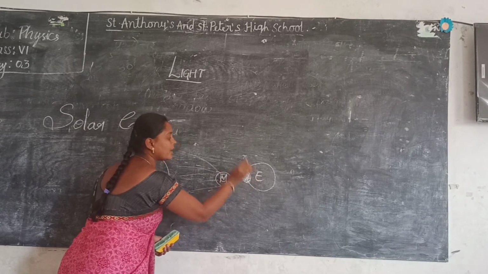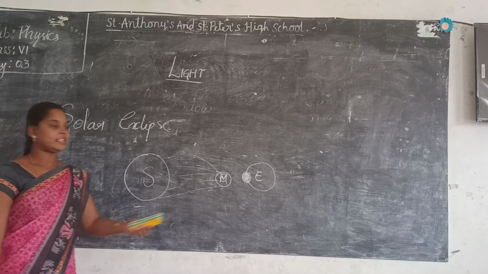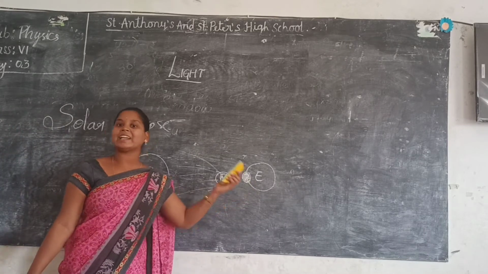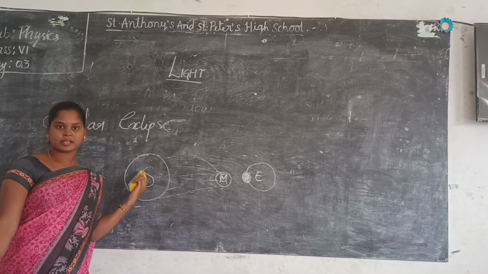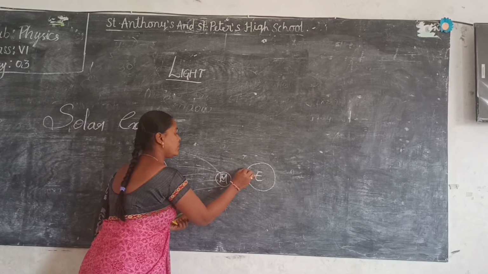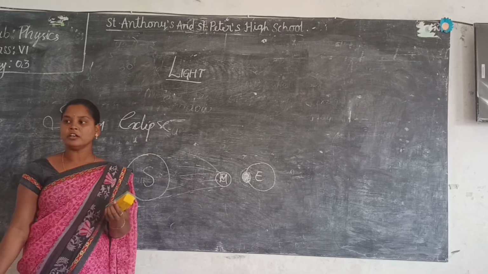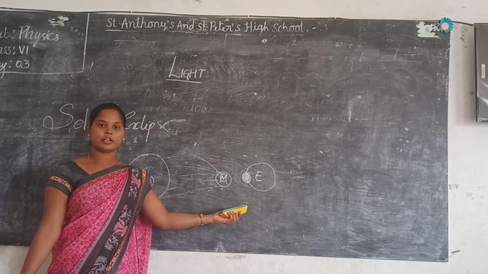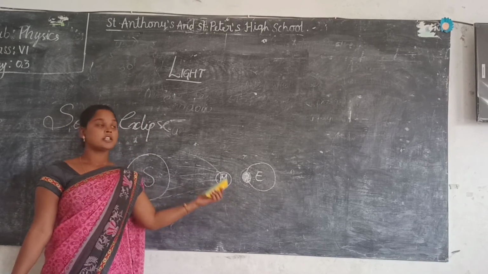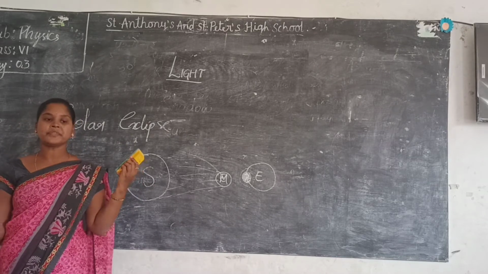Here the shadow is formed. This place is called the umbra region. These people cannot see the sun at that time. Clear? And around here also, some people cannot see the Sun. The light shadow falls here; the penumbra region will be falling. Clear everyone?